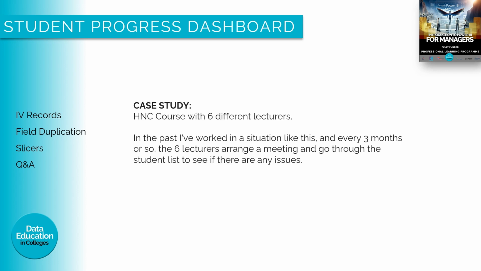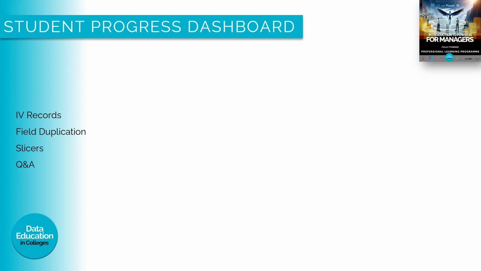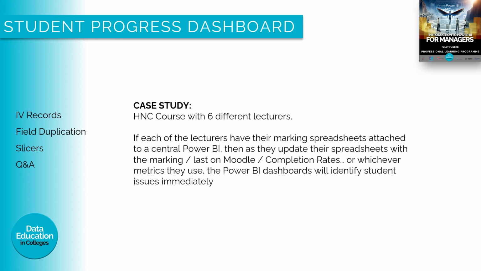So we've got a case study here. You might have 6 different lecturers working on HNC. If each of you had your own spreadsheet all attached to a central Power BI, then whoever's looking after the Power BI will be able to identify immediately if any students are dropping out, rather than waiting the usual 3 months for your staff meeting and have a word with everyone.